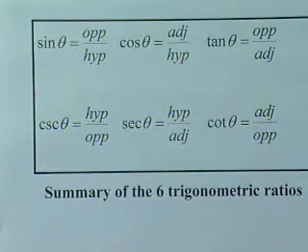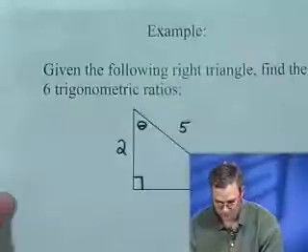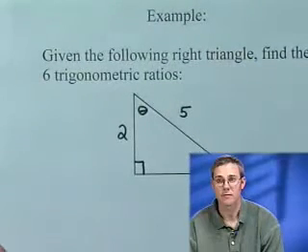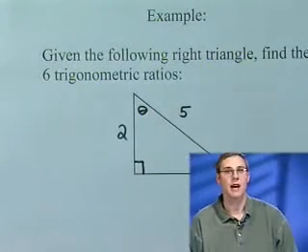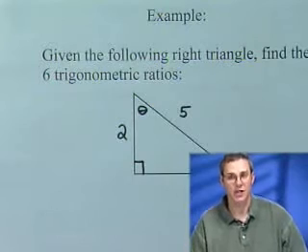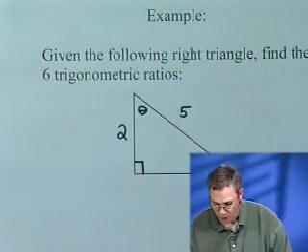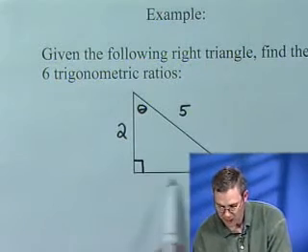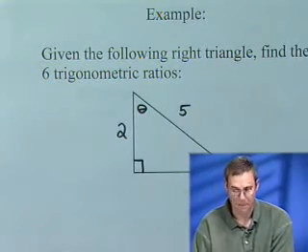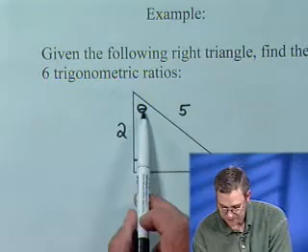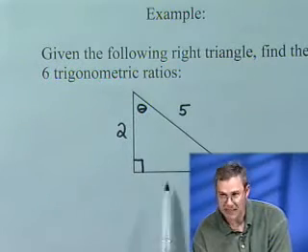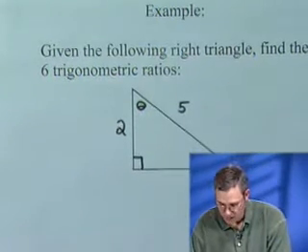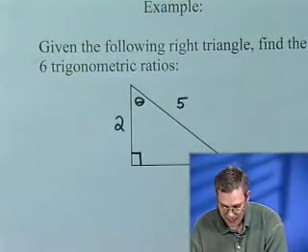So let's do a typical example. Here's a right triangle. We want to find the 6 trigonometric ratios for this triangle. Of course, we need 3 sides to figure out the ratios, so we have to figure out what this missing side is. Here's theta. We want to figure out what the opposite side of theta is. That's no problem because we know the Pythagorean theorem.